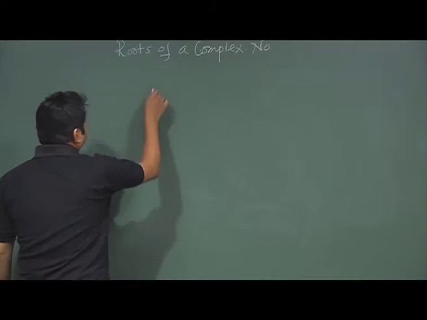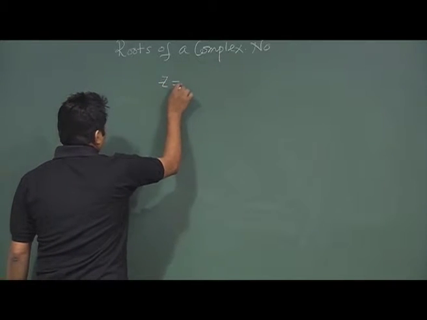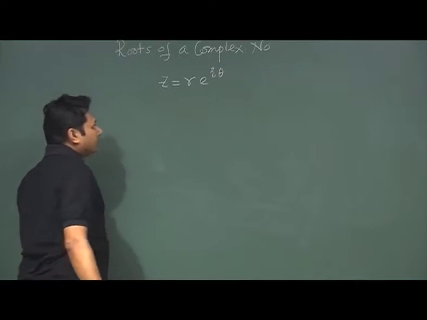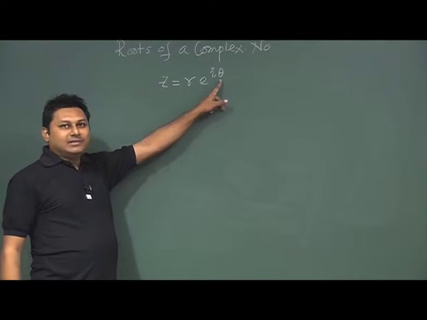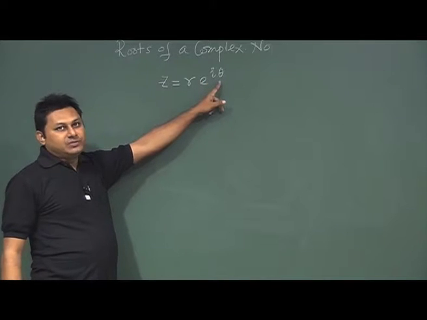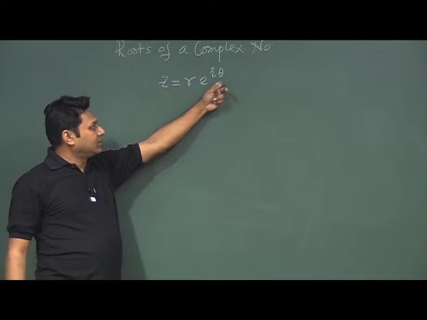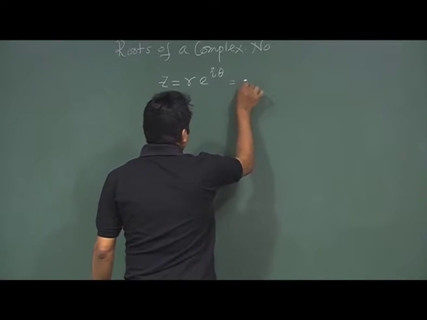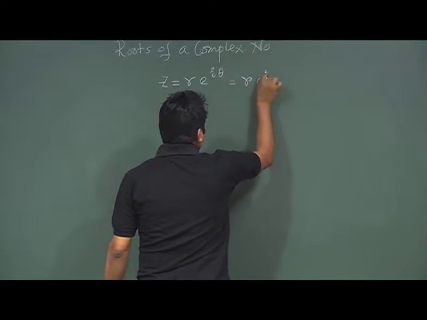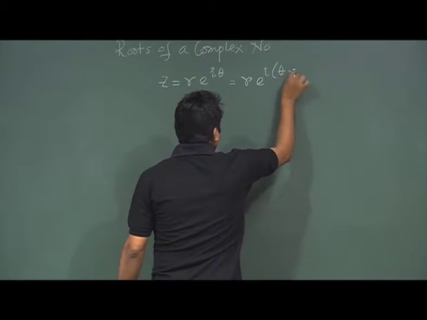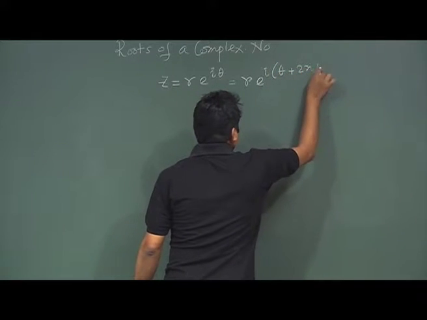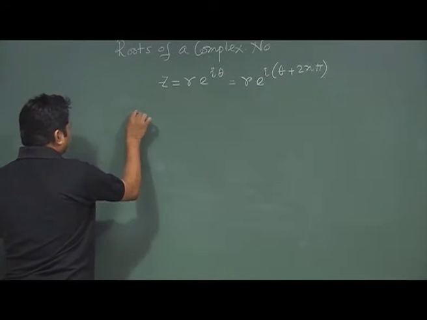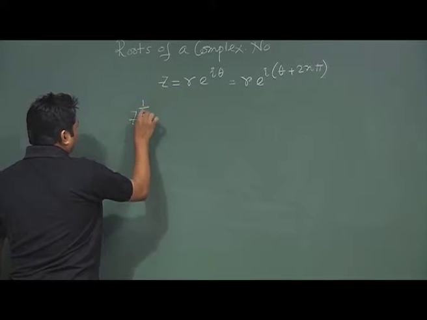So, if z is given to you as r e to the power i theta, mind it, this theta now I need to change, because this theta is not the principal argument. Rather, in general it should be e to the power i (theta plus 2 n pi). Now, I need to find out what is the value of z to the power 1 by m.